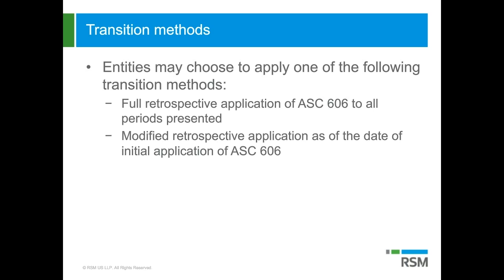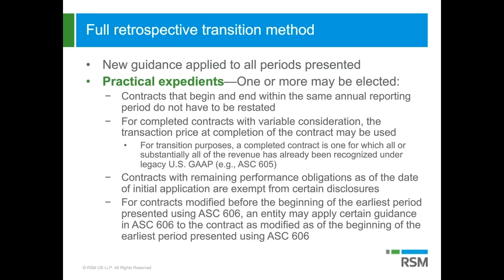So full retro, as I just mentioned, for full retro, you're going to retrospectively adjust all the prior periods on the date of adoption, as if you would apply the standard to all those prior periods. And then there's a cumulative effect adjustment for the adoption, the earliest period that you present. There are 4 practical expedients. As it says here, 1 or more may be elected. So you don't have to adopt all 4 of them, so that they are very quickly here.